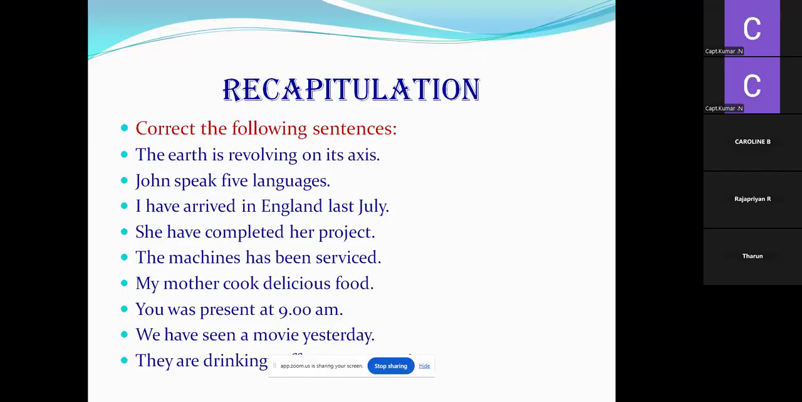Okay. So what should be the verb here for simple past? The verb should be saw. We saw a movie yesterday. That's the right answer. Understand? We saw a movie yesterday.